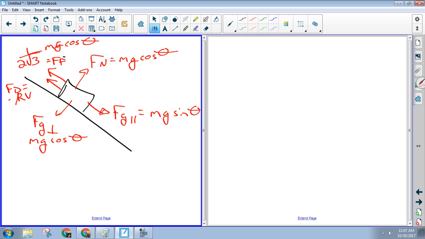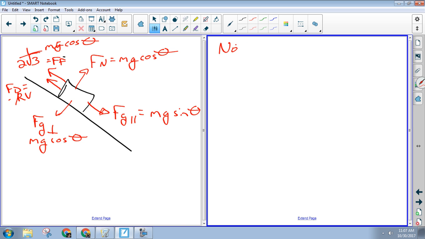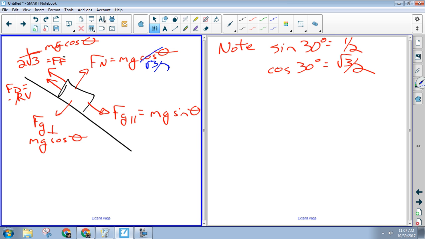All right, so here's the deal. Here's why I wrote it this way. It tells us that the incline is 30 degrees, right? So probably worth noting, what's the sine of 30 degrees, you guys? 1/2. What's the cosine of 30 degrees? Root 3 over 2, right? So this is really root 3 over 2. This is really 1 over 2. This is root 3 over 2. This is root 3 over 2.